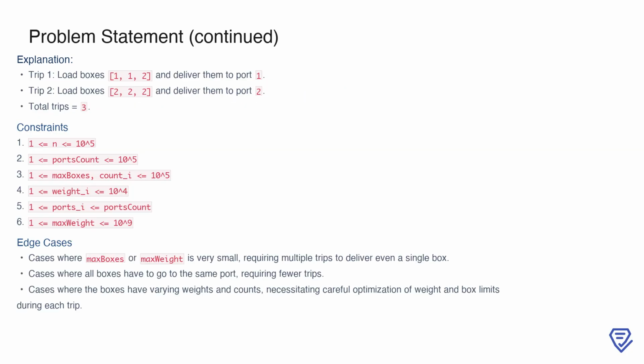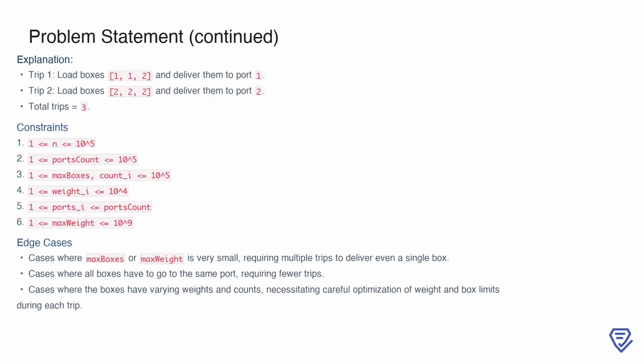Here's the breakdown for the second example. In trip 1, the ship loads the 2 identical boxes, 1, 1, 2, and delivers them to port 1. Then, it returns to port 0 to reload. In trip 2, it loads the 2 identical boxes, 2, 2, 2, and delivers them to port 2. This results in 3 trips, 2 trips for deliveries and 1 return trip to port 0.